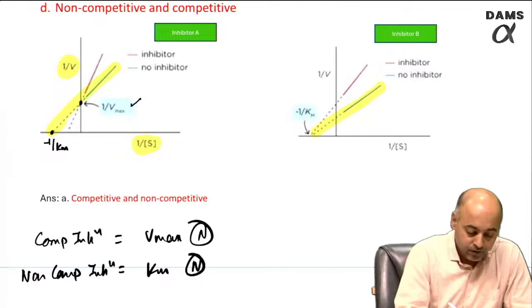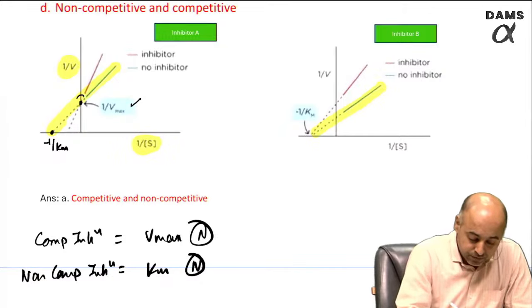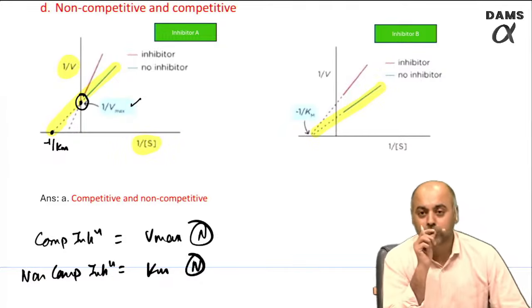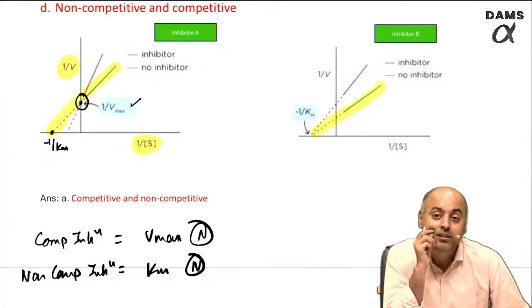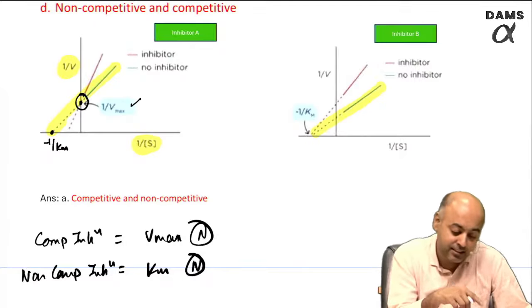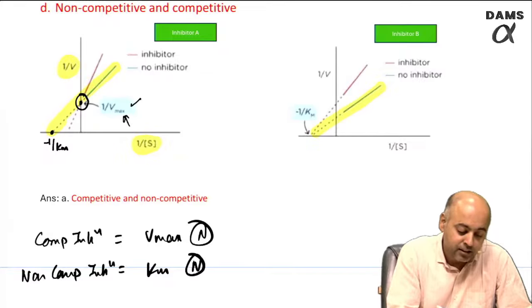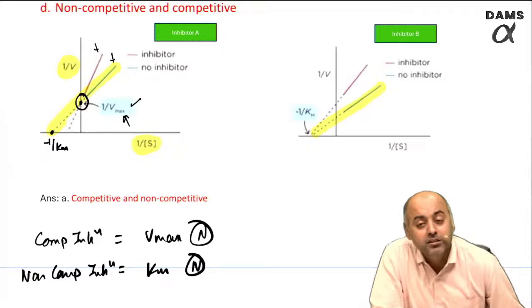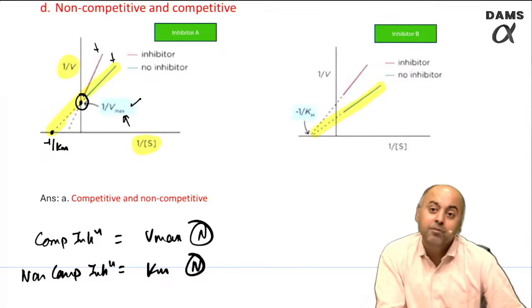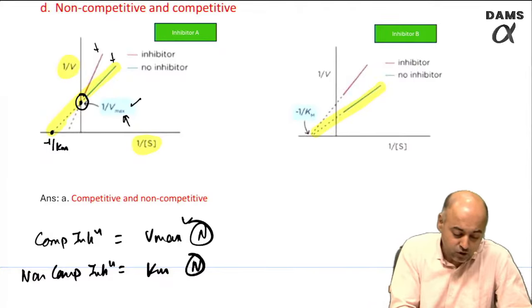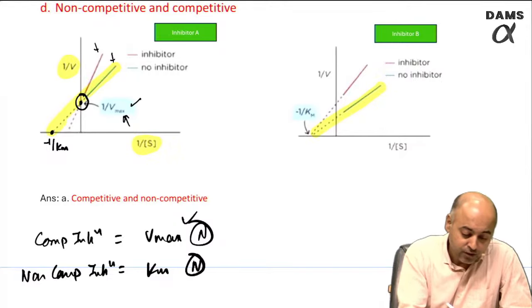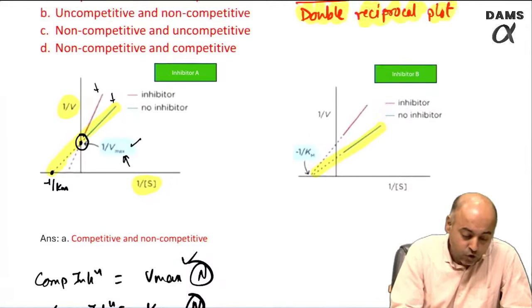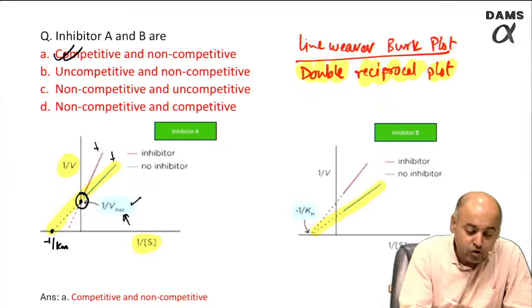See, in the first scenario, the two graphs have the common point on the y-axis, and we said the point on the y-axis is 1 upon Vmax. This means graph 1 and graph 2 have the same 1 upon Vmax, meaning they have the same Vmax also, and Vmax is normal in competitive inhibition. So the first scenario must be competitive inhibition.